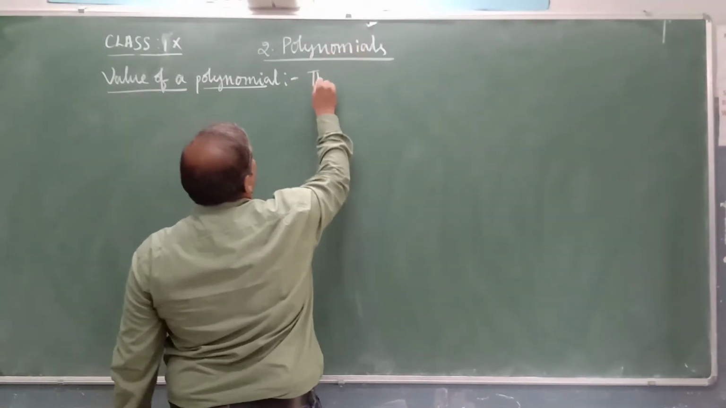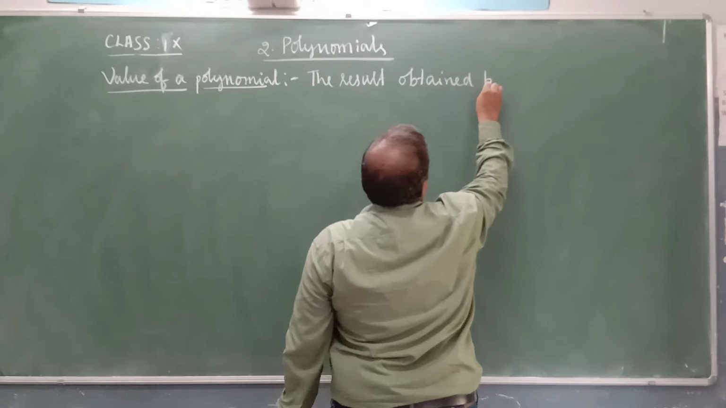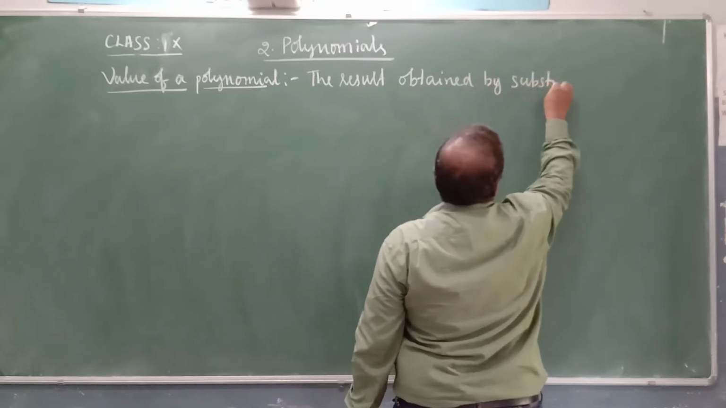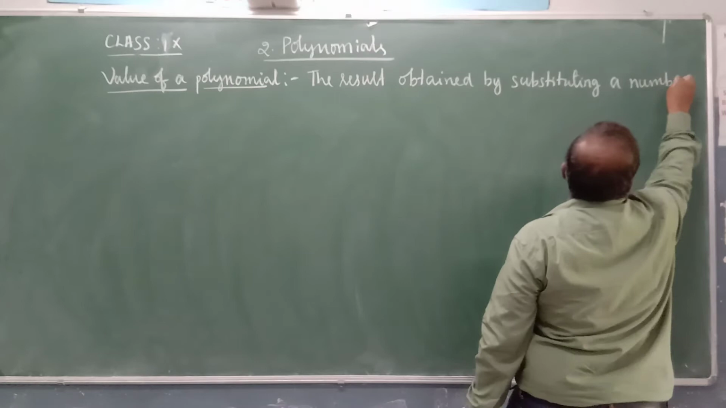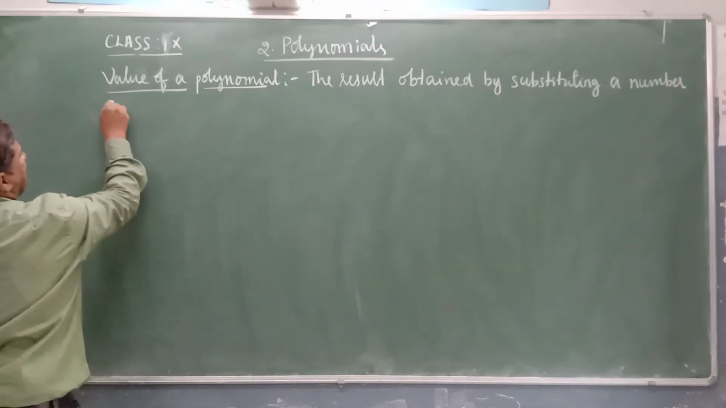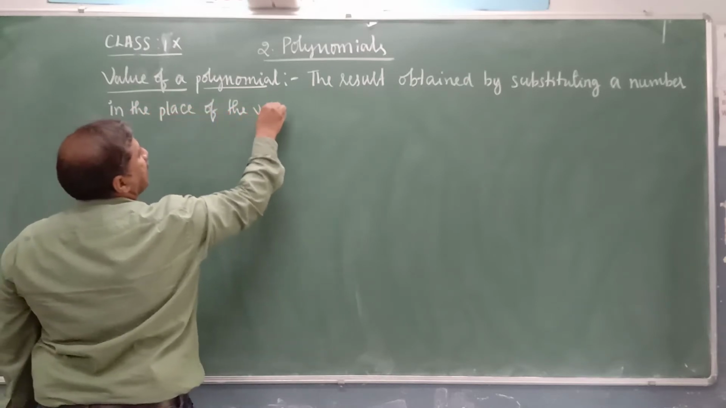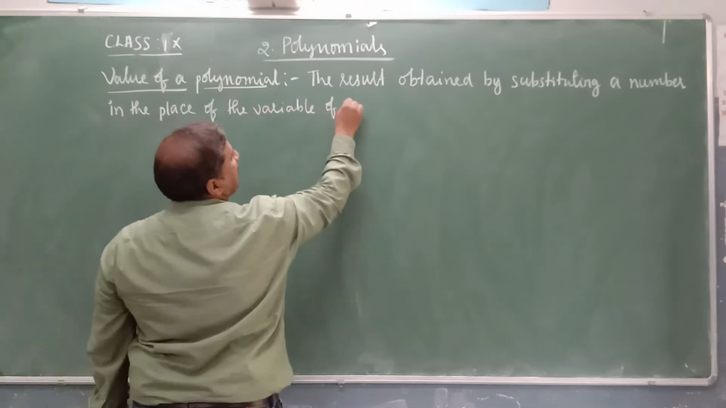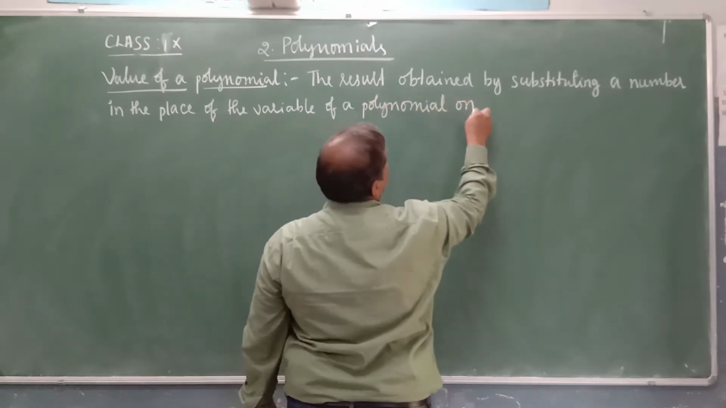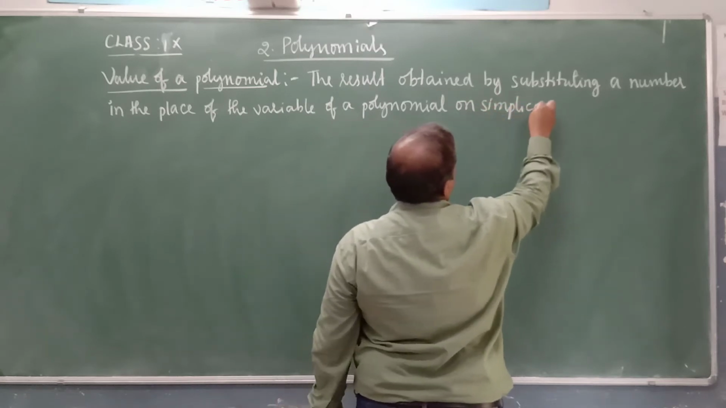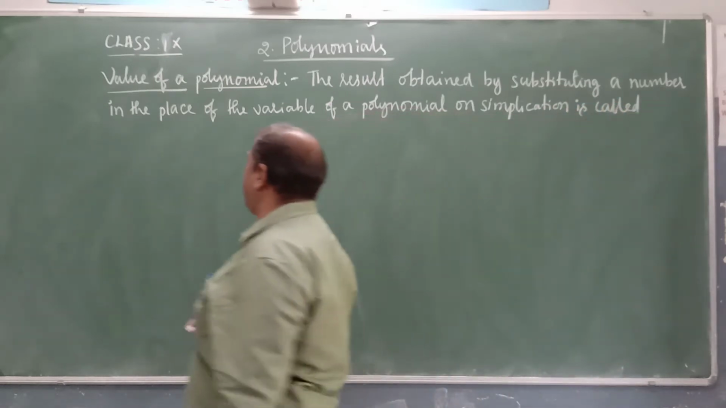It is the result obtained by substituting a number or a value in the place of the variable of a polynomial, and on simplification is called the value of the polynomial.